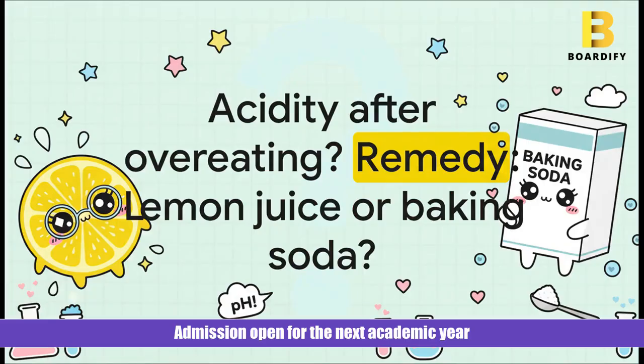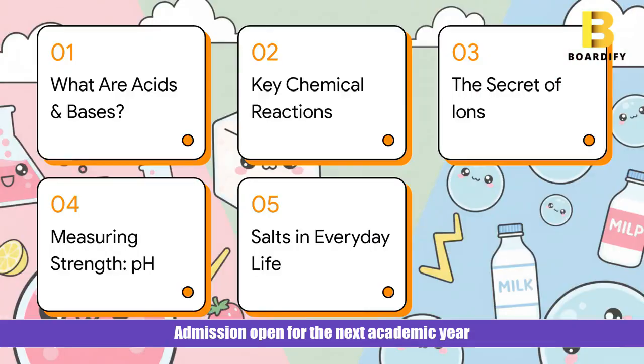Okay, let's start with something we've all felt. You know that feeling after a big, spicy meal when you get that awful acidity? So what do you do? Would you grab some lemon juice? Maybe vinegar, or a solution of baking soda? The answer is all about chemistry, and trust me, by the end of this, you'll know exactly which one works and why.